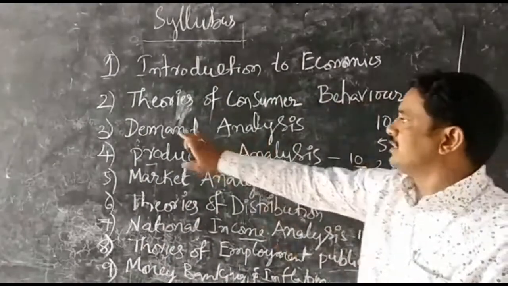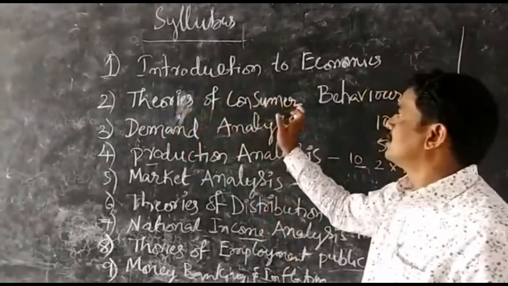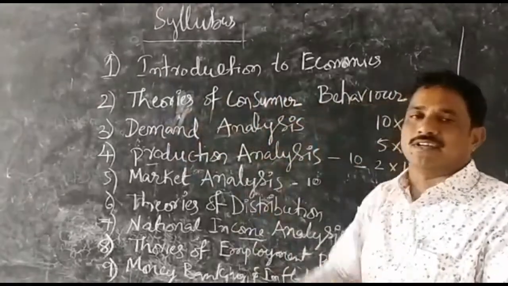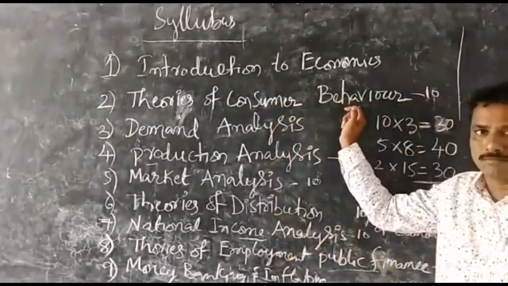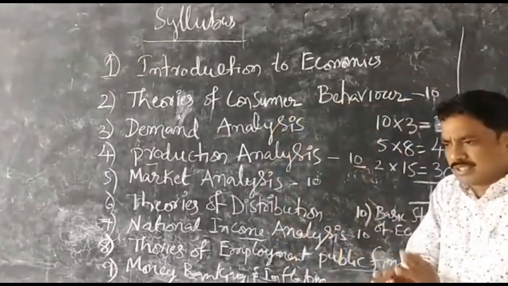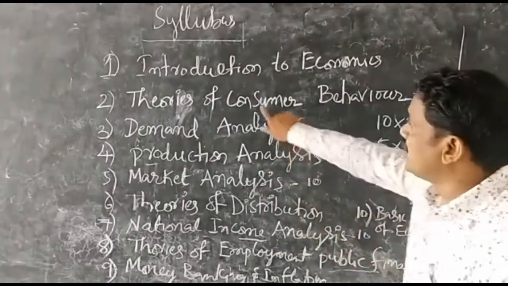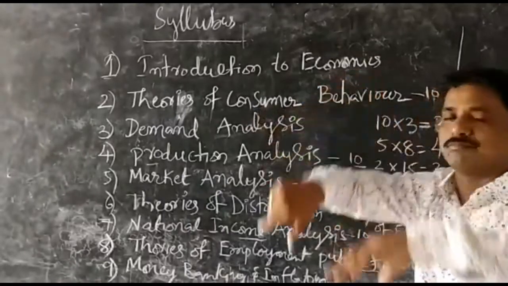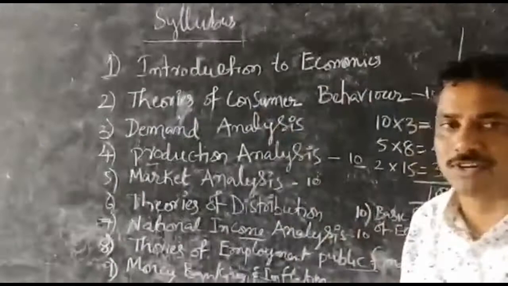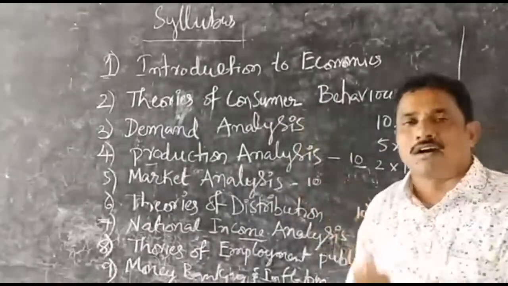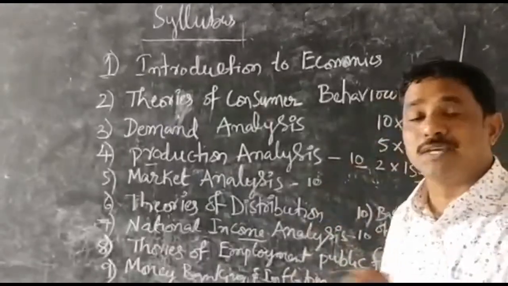And also the second lesson is theories of consumer behavior. This explains only consumer behavior. In this lesson, one main 10 marks topic is the law of diminishing marginal utility. It is a very important question.